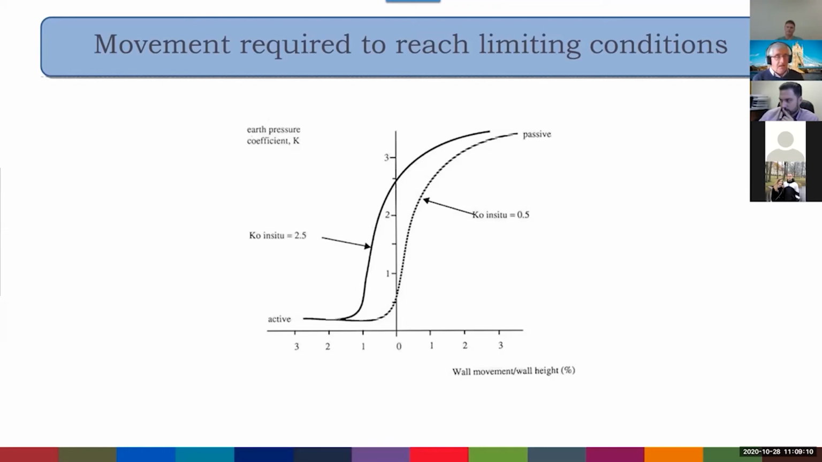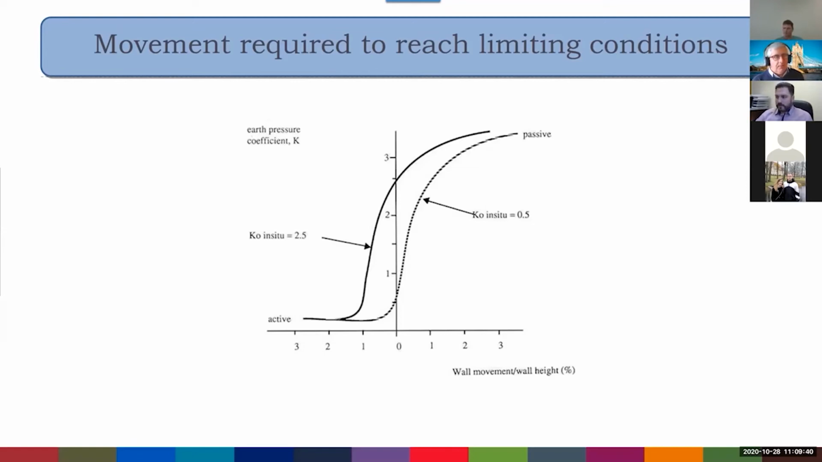but you're going to need 3.5% movement or 3% movement to get to passive. If your soil is over consolidated, so it's a very dense sand, it's had lots of overburden on it in the past geologically, which you'll only know from your ground investigation, your K0 might be 2.5, for example, in which case you're already starting at the axis high up. You now don't need so much movement to get to passive. You need more movement to get to active.